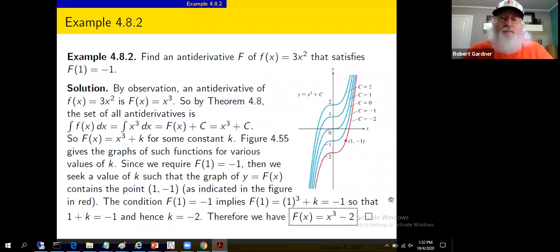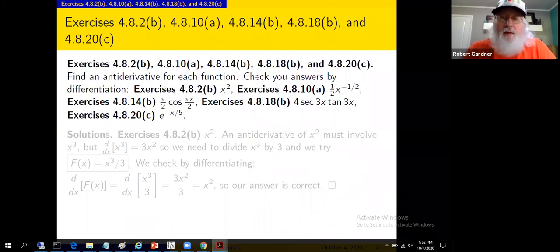Next, exercise 4.8, numbers 2, 10, 14, 18, 20, and some pieces of those. Just a hodgepodge of finding antiderivatives. So find an antiderivative of each function. Check your answers by differentiation.